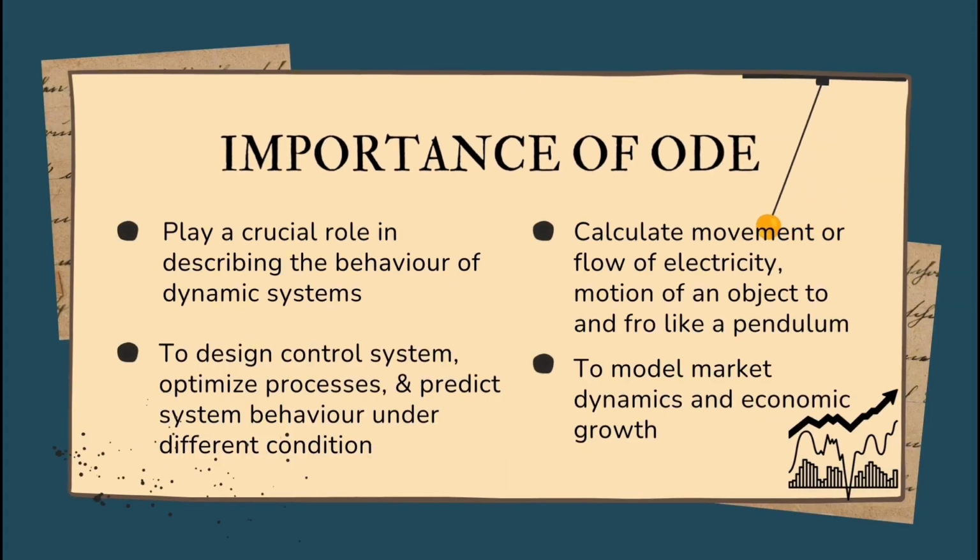Importance of ODEs. ODEs play a crucial role in describing the behavior of dynamic systems. Engineers use ODEs to design control systems, optimize processes, and predict system behavior under different conditions. Apart from that, ODEs are used to calculate movement or flow of electricity, motion of an object, and also to model market dynamics and economic growth.